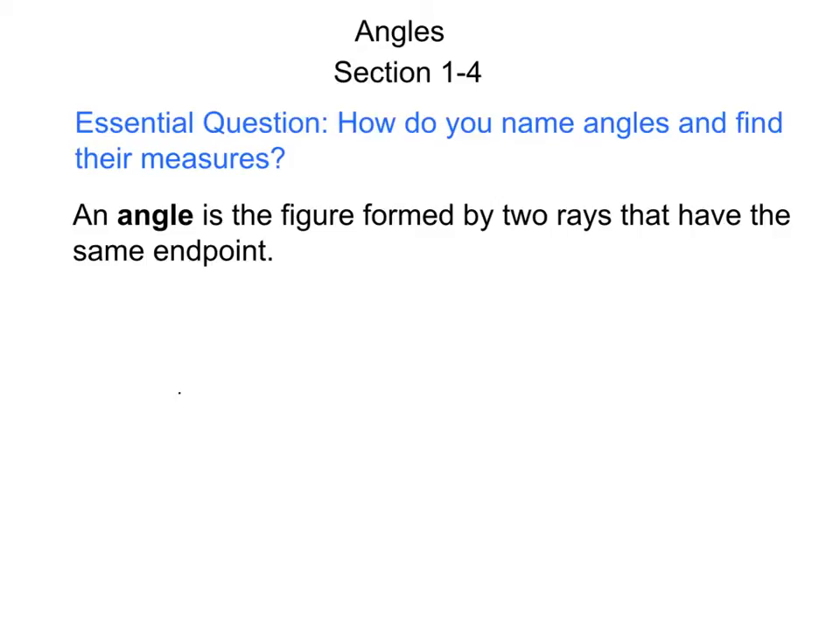An angle is the figure formed by two rays that have the same endpoint. So here we have an angle. The two rays, BA and BC, are called the sides of the angle, and their common endpoint, B, is referred to as the vertex of the angle. Now, there are several ways we can identify this angle.